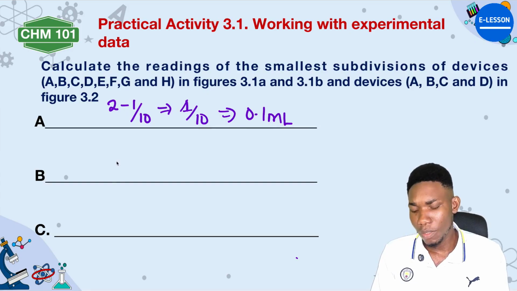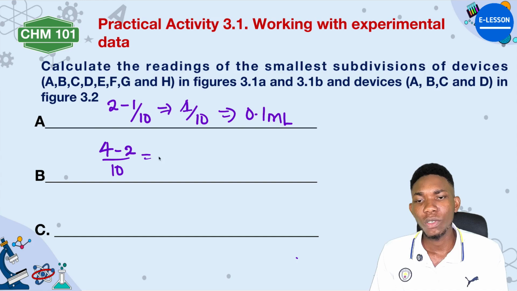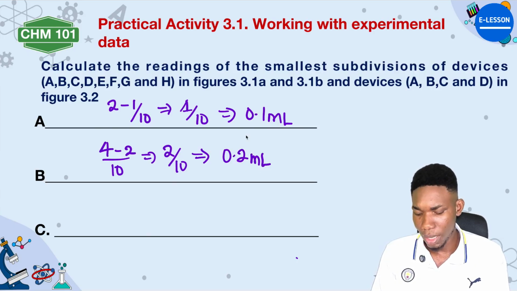Now, let us look at the second one, which is B. It is calibrated 2, 4, 6, 8, and in between each of them is also 10. So it's going to be 4, which is the highest there, minus 2, divided by 10. 4 minus 2 gives us 2, divided by 10, which gives us 0.2 milliliter. Is that okay?